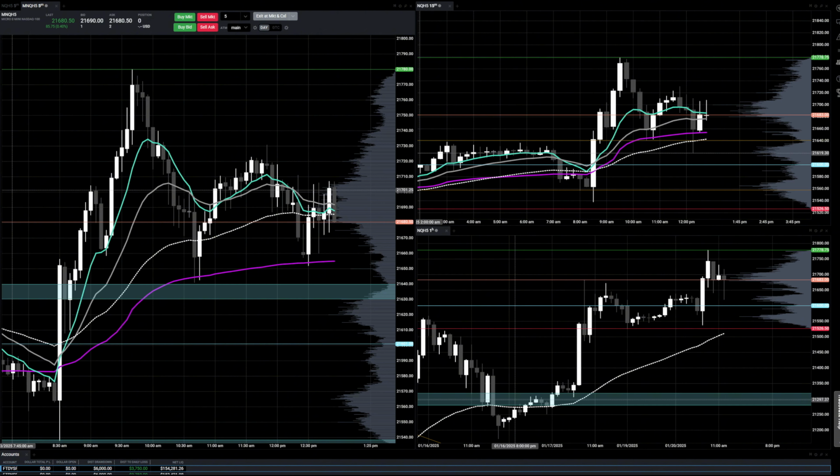So my biggest tips for the start of 2025 is use smaller risk, which means use less contracts, hold your trades longer, and use the higher time frames.